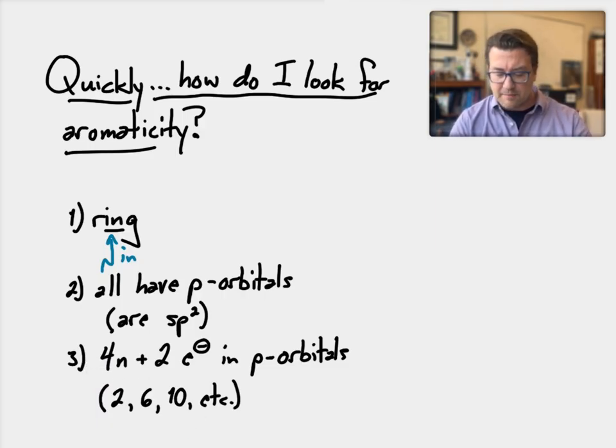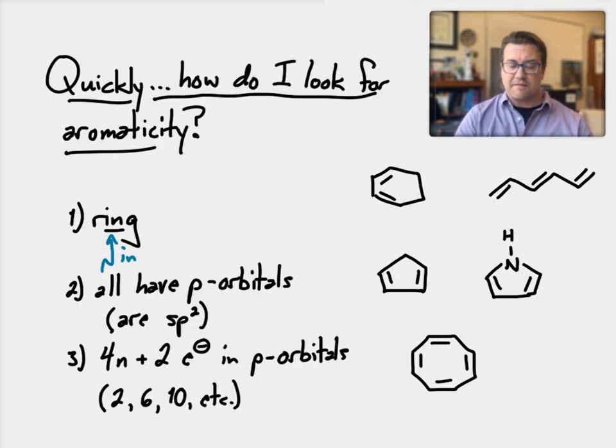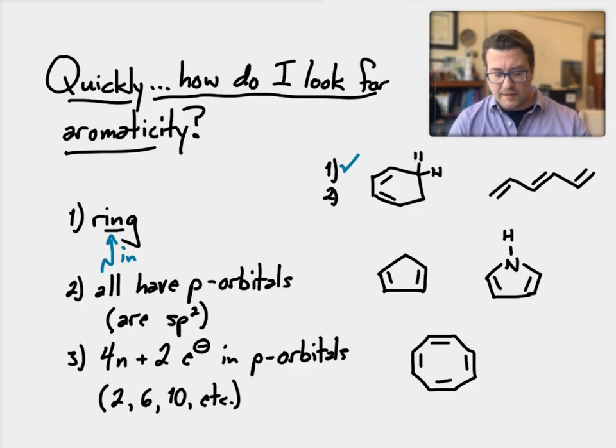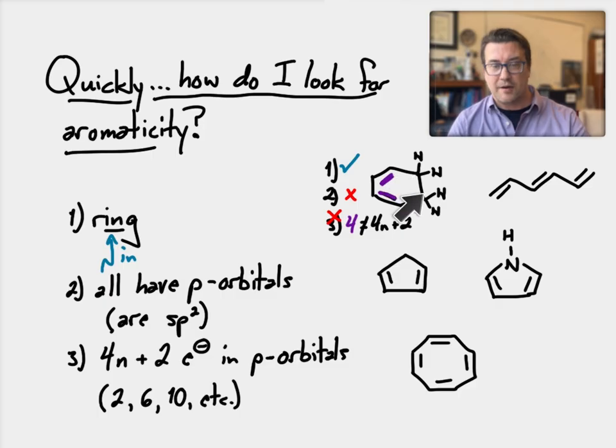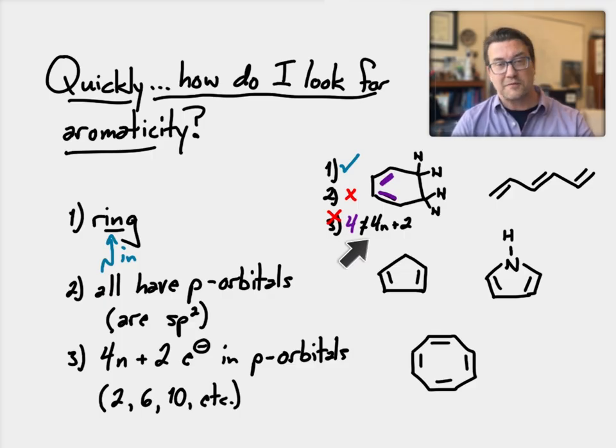All right, so let's look at some examples of some systems and decide if they are aromatic or not. So the first one, well, it's a ring, so that's great, but there are sp3 hybridized carbon atoms there, so the second point is not taken. And the third point, there are only 4 pi electrons here, and 4 does not equal 4n plus 2, and so therefore this is not aromatic, for both of those reasons. The simpler one to see is that it's not fully conjugated around the ring.